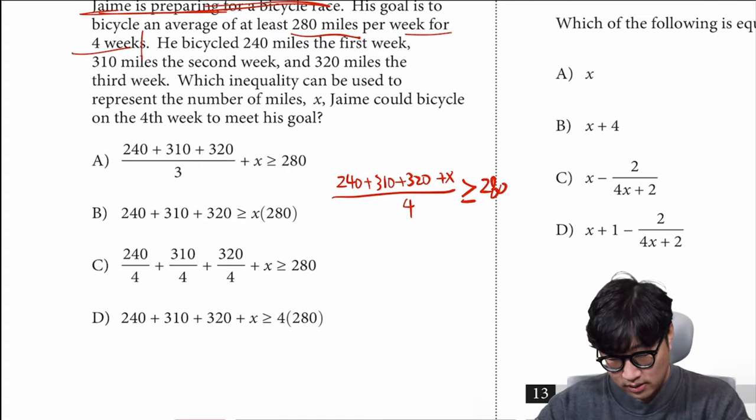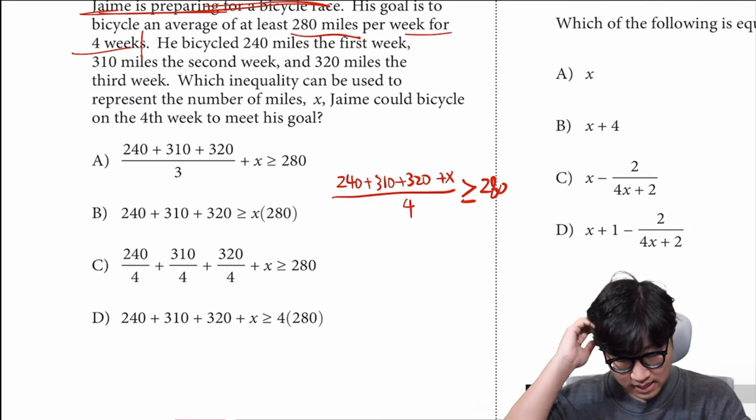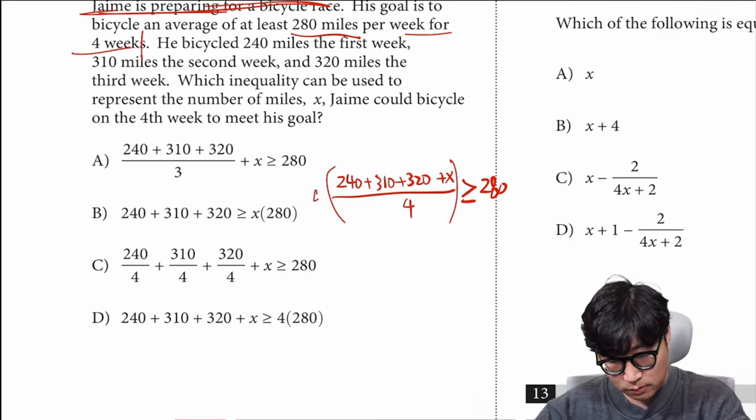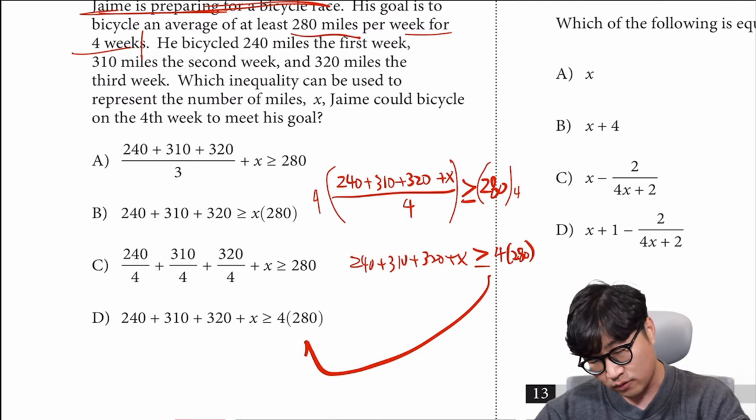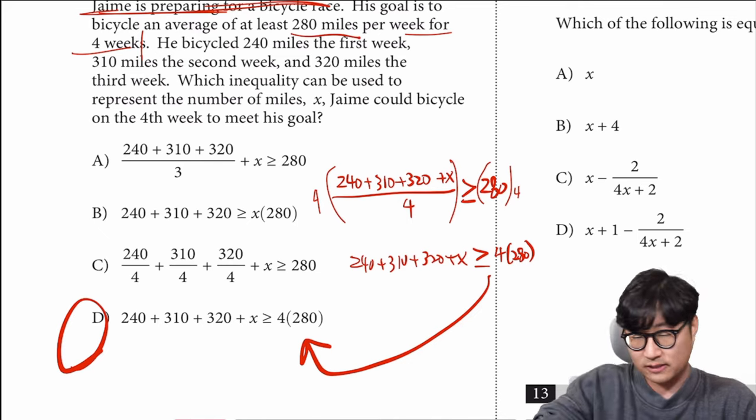280 it's going to be. So this should be it. I don't see this exactly in the answer choices. What I'll do is I'll multiply by 4 on both sides. Do I see this? So that would be 240 plus 310 plus 320 plus x, as that's greater than or equal to 4 times 280. I didn't bother to multiply that because it's right there. You don't need to do anything about it.